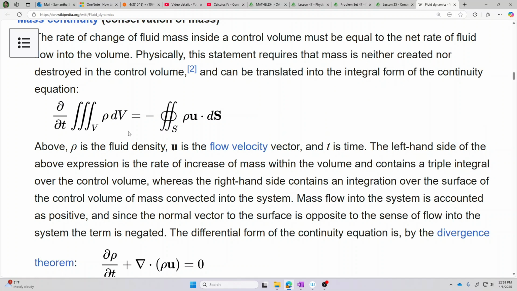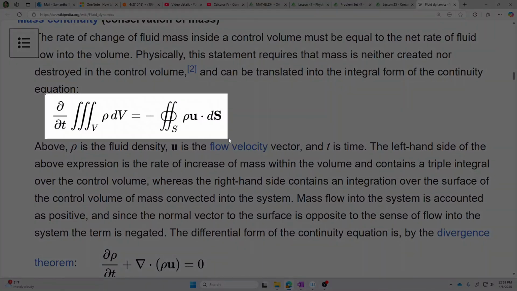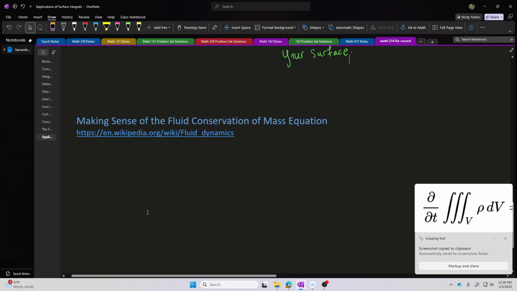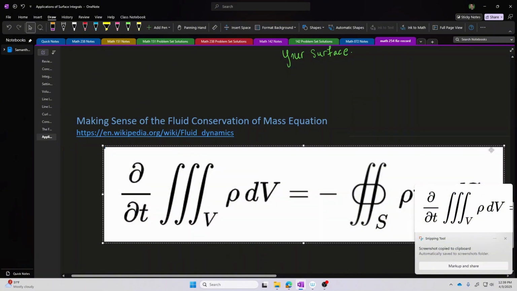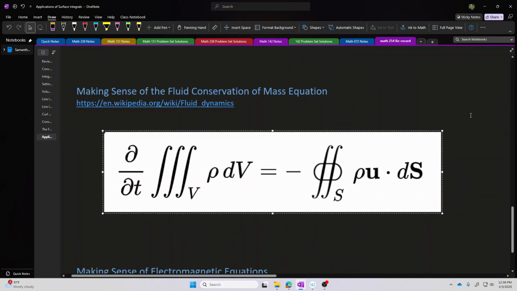Now, on the left-hand side of this equation, the first thing that we see is a triple integral over this volume of the fluid's density. A triple integral of density over this volume. So let's copy this down and let's see if we can interpret what that piece of this equation physically represents, based on what we know so far about triple integrals and densities.